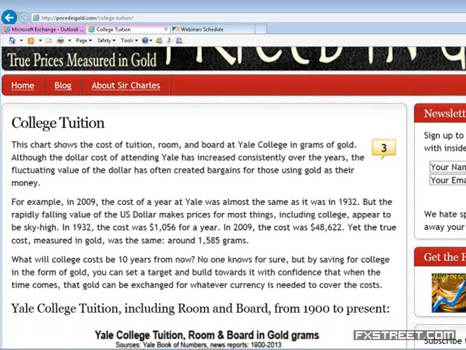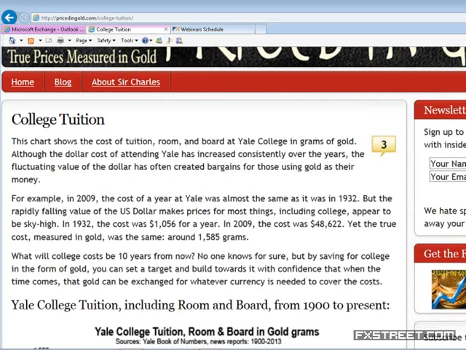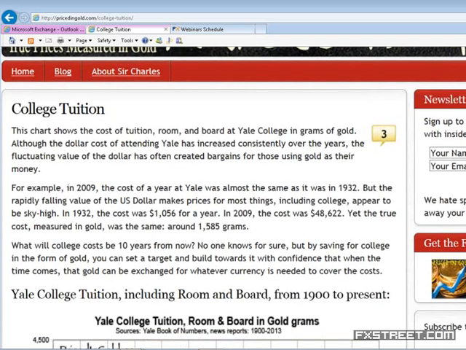Now, for those of you that are not familiar with Yale, it's a very upscale Ivy League university in Connecticut, and if you were to price college tuition, room and board in dollars, I think all of you have a very specific image of what's dramatically happened to the tuition.